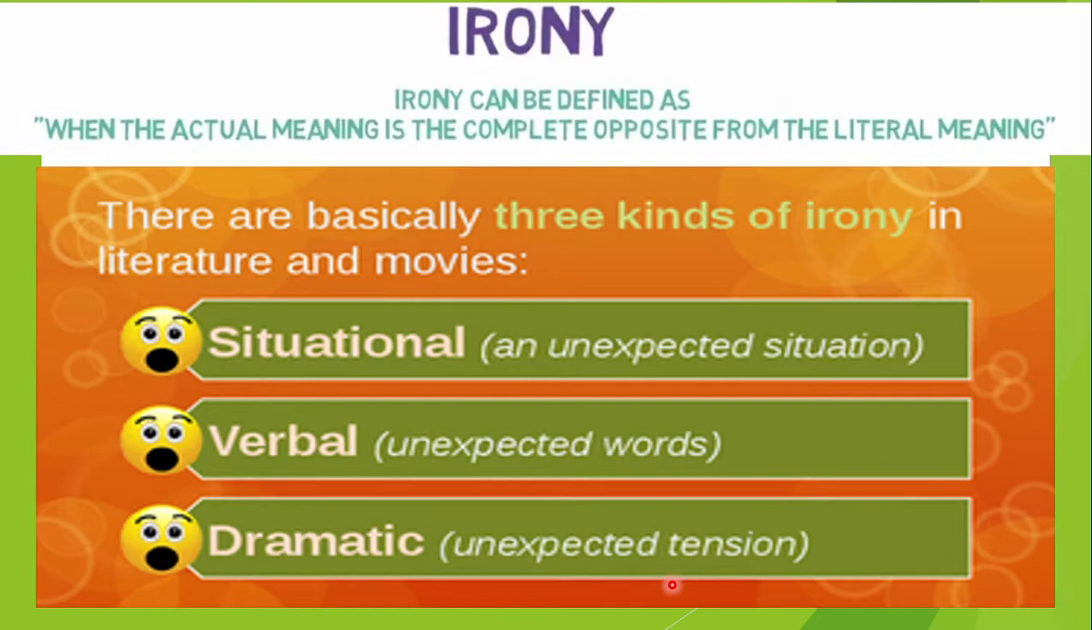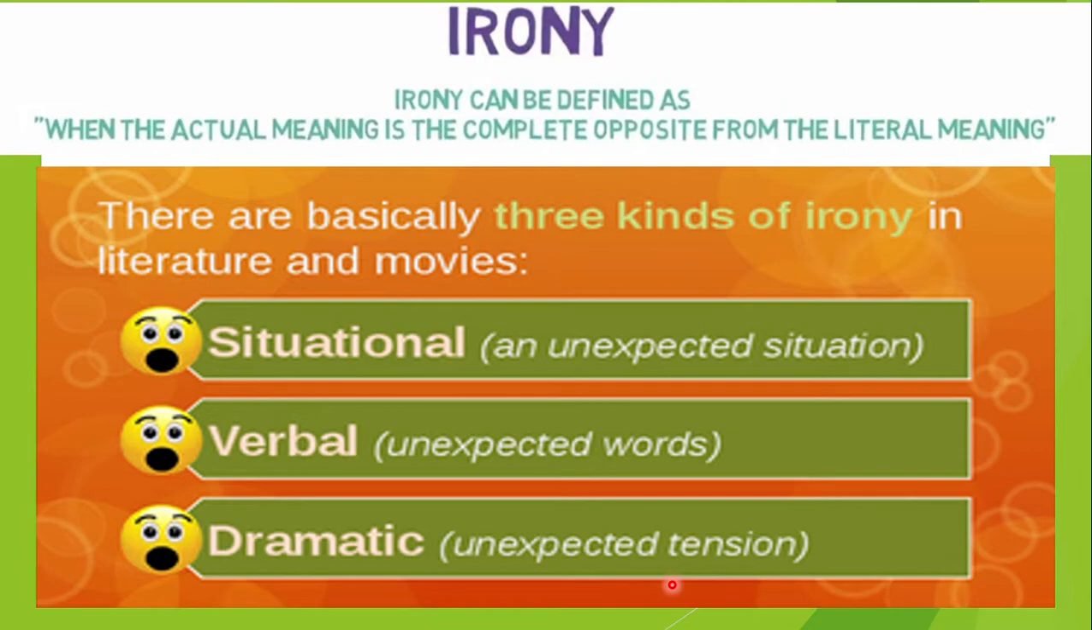So the situational irony is an unexpected situation, something that we did not expect to happen, and the foreshadowing of the story didn't tell us enough to believe that this is going to happen, and we believed that something else was going to happen instead. Okay? The verbal are unexpected words, and dramatic is unexpected tension. Okay? So we went to a place and we didn't expect anything bad to happen, but suddenly this comes to a different situation and tension and creates a dramatic irony.